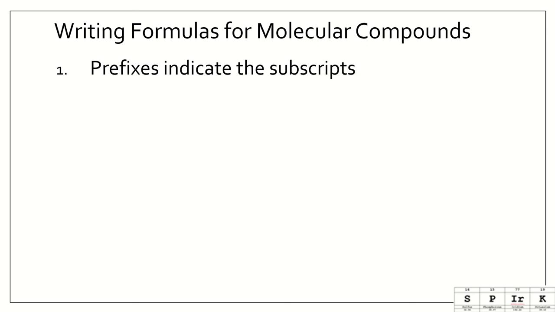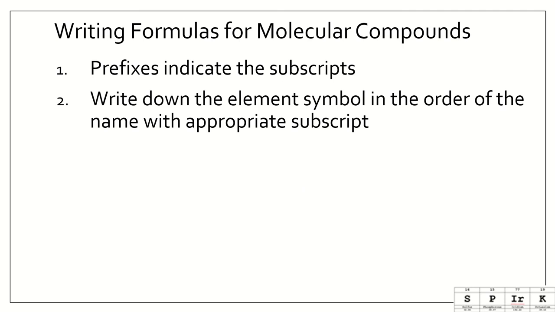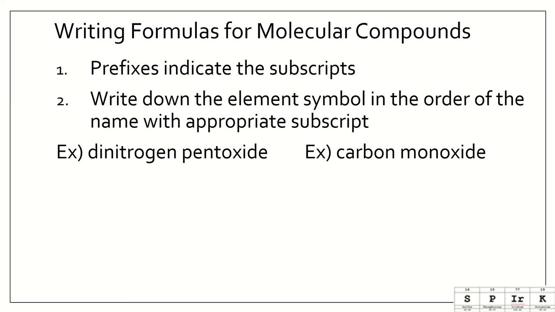So the prefixes indicate the subscripts, so the number of individual atoms for each element. And then we write down the element symbol in the order of the name with the appropriate subscript. So dinitrogen pentoxide, that is 2 nitrogens. Pent means 5. Oxide is O. So N2O5.